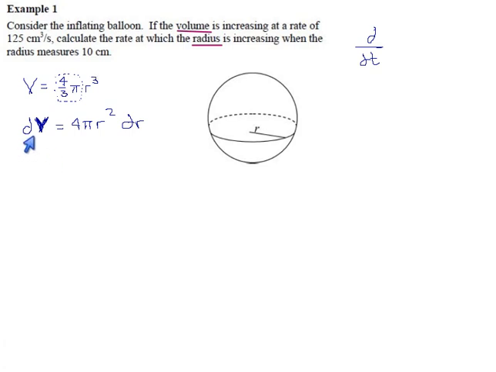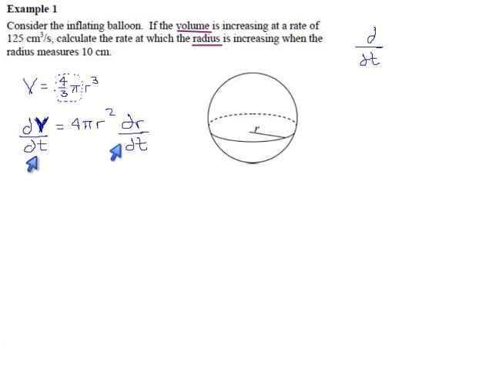So this says the change in your volume is going to be 4 pi r squared times the change in your radius. And if those changes are happening per unit time, then we divide the left side by dt and the right side by dt. So now dV/dt is how fast your volume is changing. This would be like cubic centimeters per second, which we have. dr/dt would be the change in your radius per unit time, so this would be like centimeters per second.